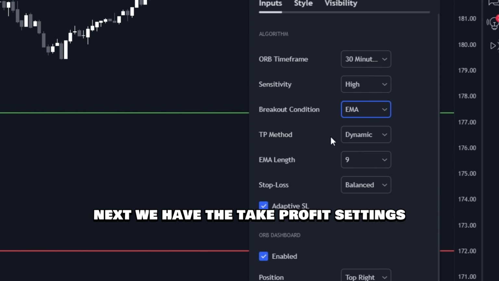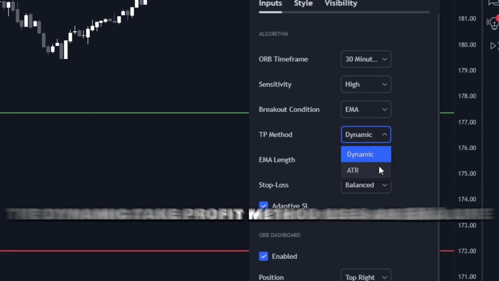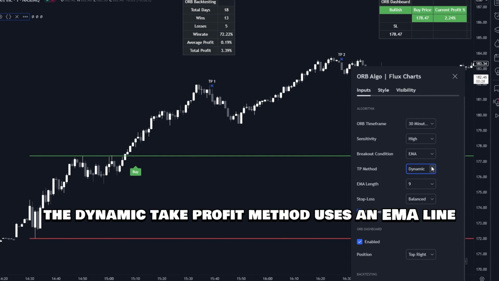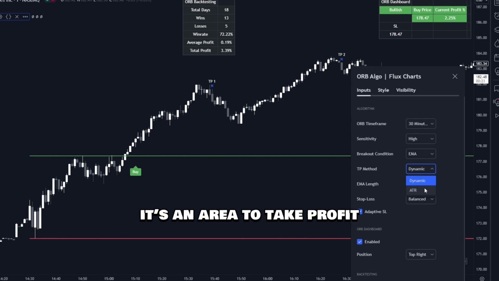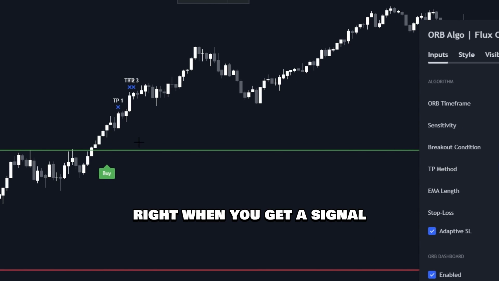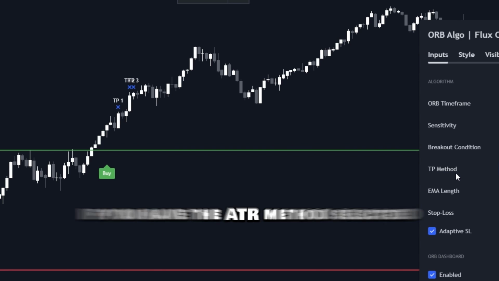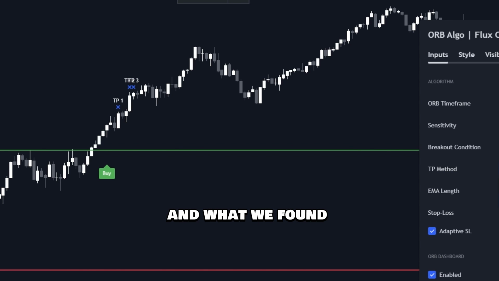Next, we have the take profit settings the algo is going to use. You can choose between dynamic or ATR take profits. The dynamic take profit method uses an EMA line, and when the close price of a candle crosses the EMA line, it's an area to take profit. And if you use the ATR setting, take profits are going to be predetermined right when you get a signal. This is possible since we are just taking the average true range to calculate these values. You can view take profit levels in the dashboard if you have the ATR method selected. So to share some insight with you guys, we backtested this strategy on a bunch of tickers, and what we found is that the dynamic option generally performs better.